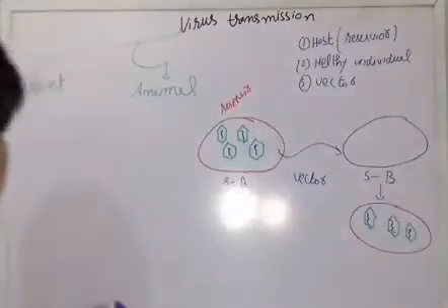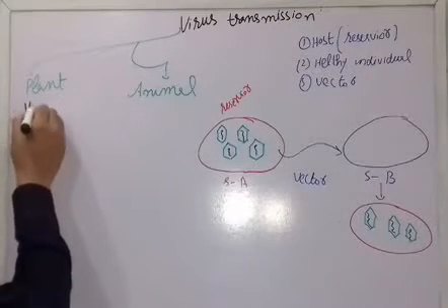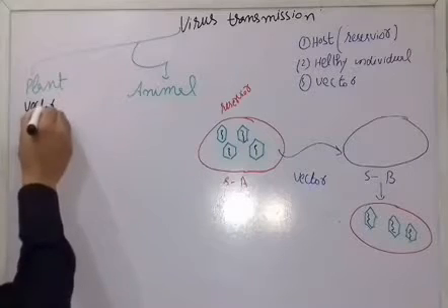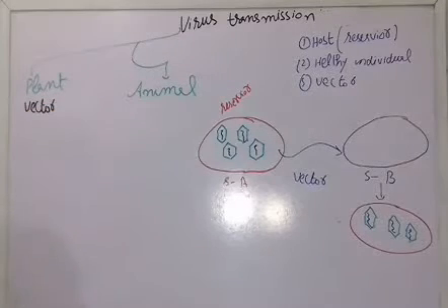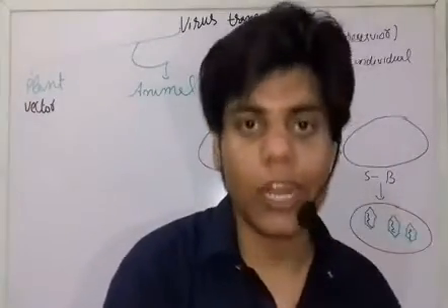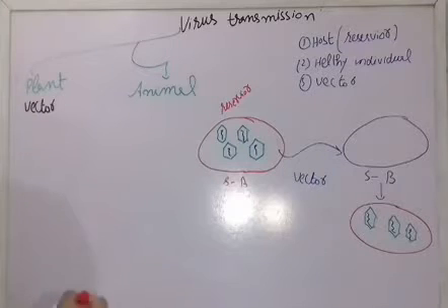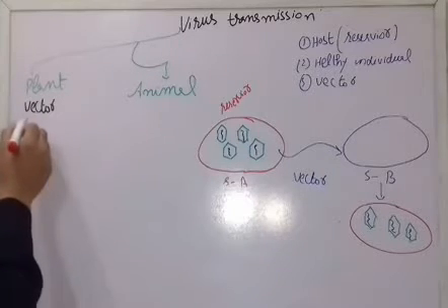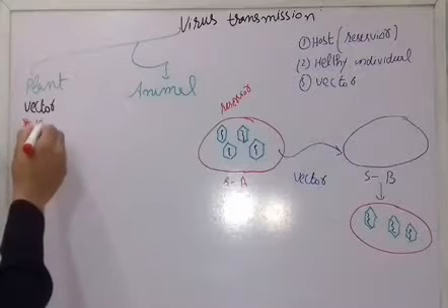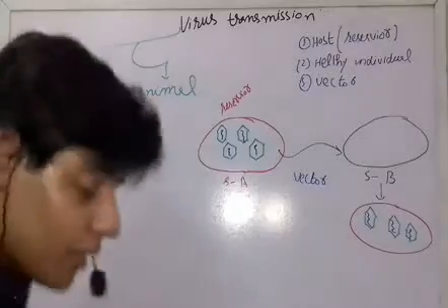Okay, so now let me write. They use the vector. Through this vector, the plant will carry the virus infection to the healthy host or healthy person. Fine. So how? In vector, first we have the insects.